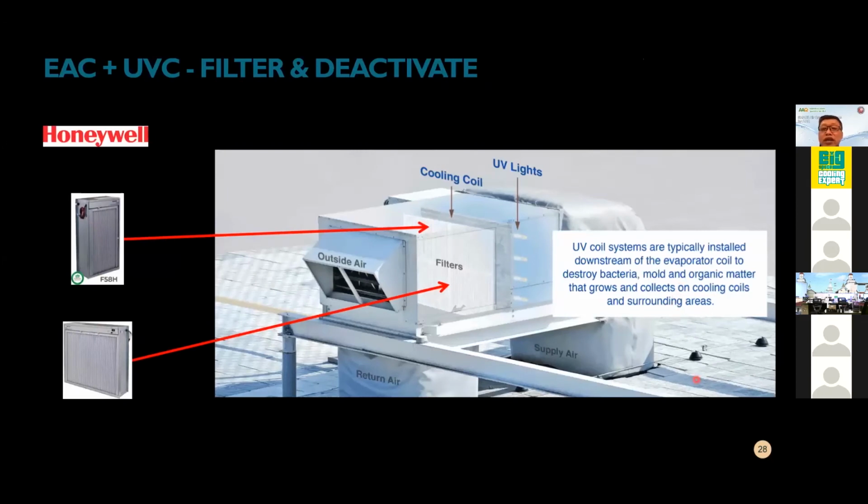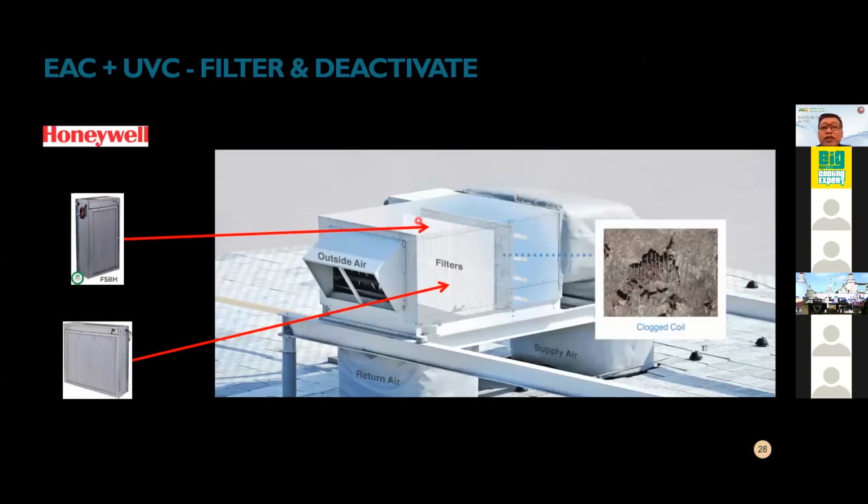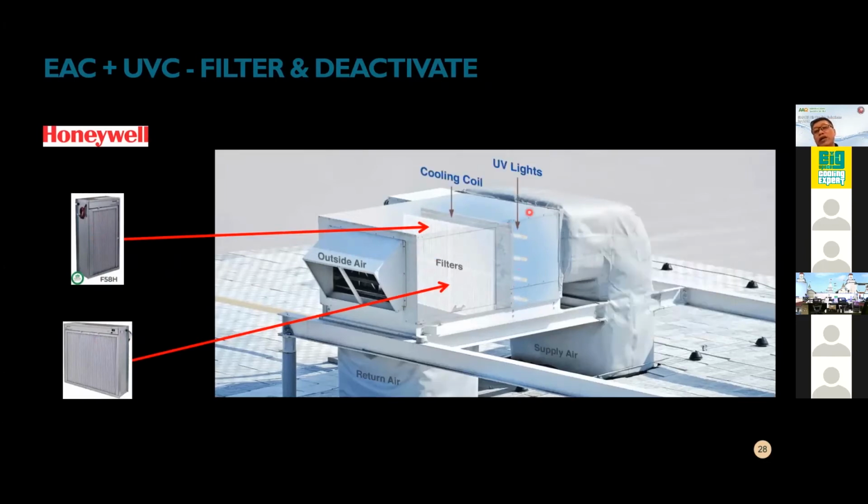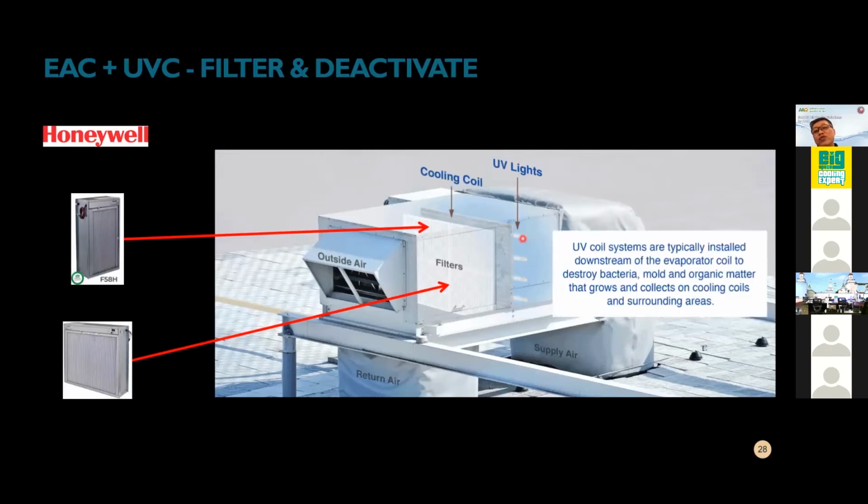This is another example over here. As you can see, this is the Airstream filter. What we can recommend is you can always replace it with an electronic air cleaner, MERV13 or MERV14. Then over here, this is the coil. Then this is a UVGI lamp, UVC lamp.